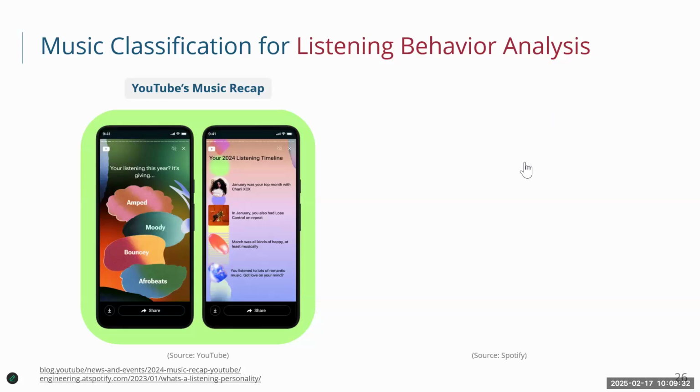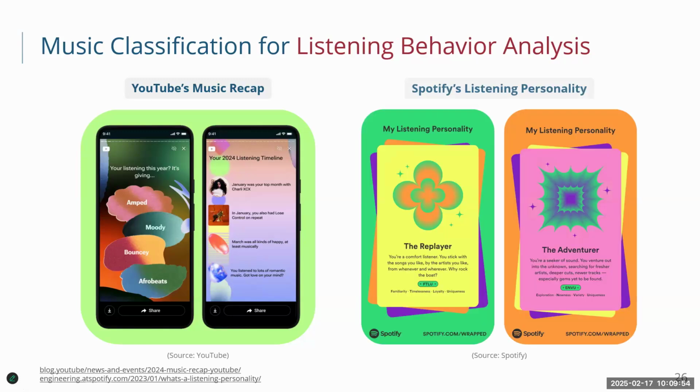So, if you've used YouTube Music, at the end of the year, usually you will see something like a yearly recap, and it will give you some words that characterize what your listening behavior is like. And so that needs to do some classification on the songs that you listen to and to sort of summarize what you like. And Spotify also had this listening personality feature in 2022. It's no longer available, I believe, but they'll also sort of understand what your listening behavior is like.